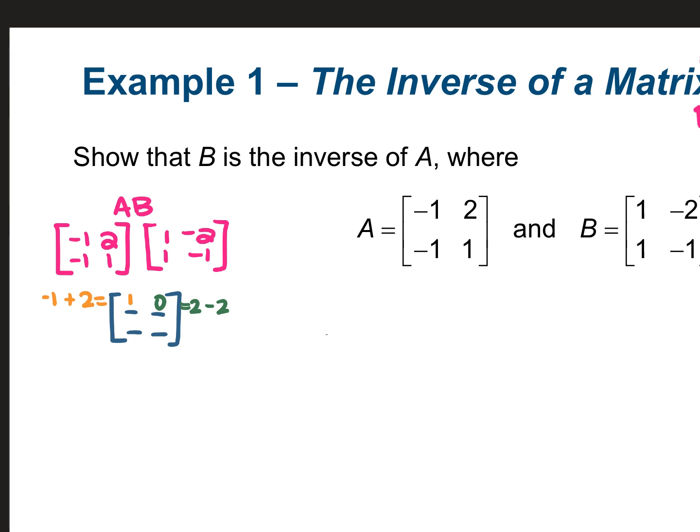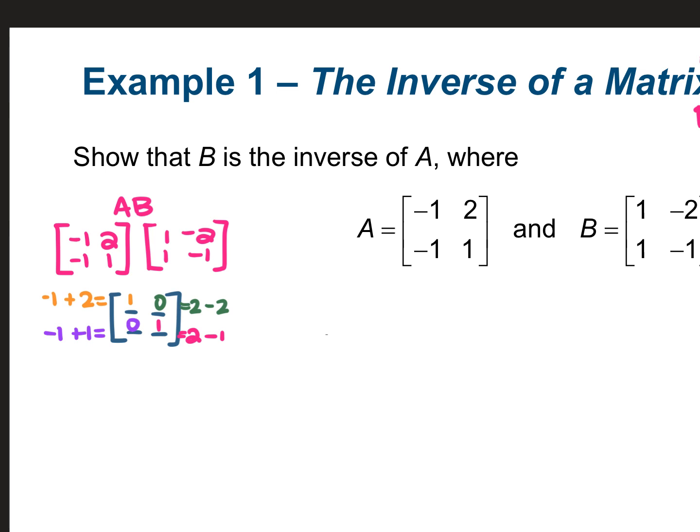Next, we're going bottom row by first column. So that's negative 1 times 1, which is negative 1, and 1 times 1, which is positive 1. That simplifies and gives you 0. Lastly, bottom row, second column. So negative 1 times negative 2 is 2. 1 times negative 1 is negative 1. That simplifies to give you 1. That's leaving you with the 1, 0, 0, 1 that you're looking for.